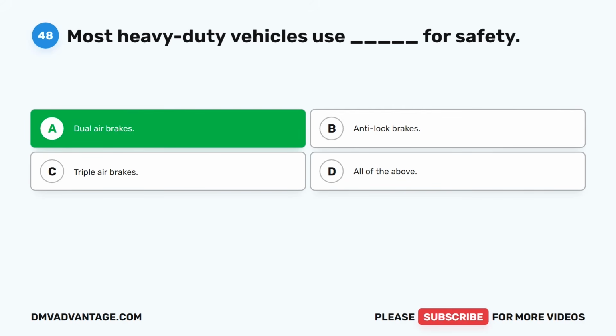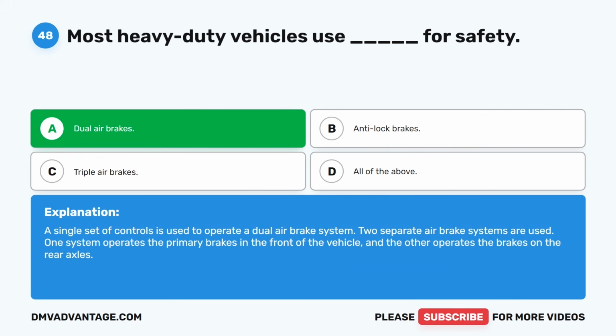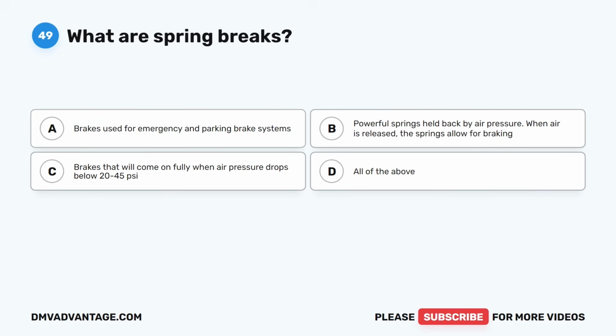Dual air brakes. A single set of controls is used to operate a dual air brake system. Two separate air brake systems are used. One system operates the primary brakes in the front of the vehicle, and the other operates the brakes on the rear axles.